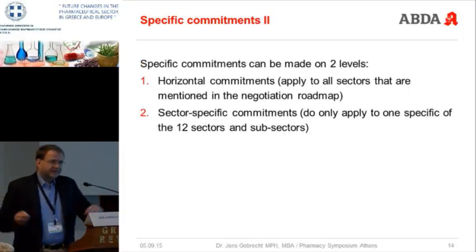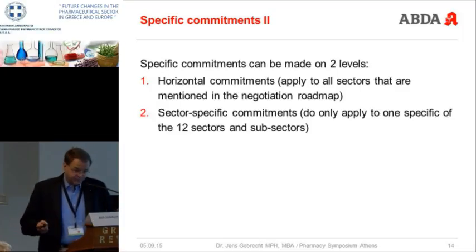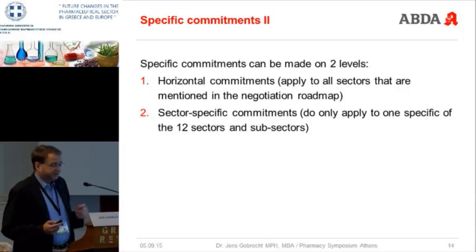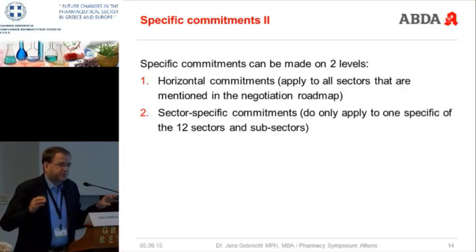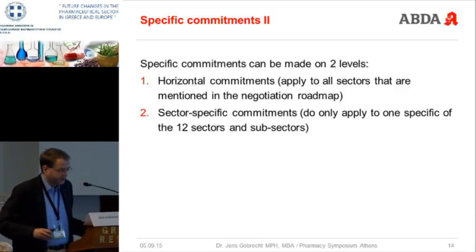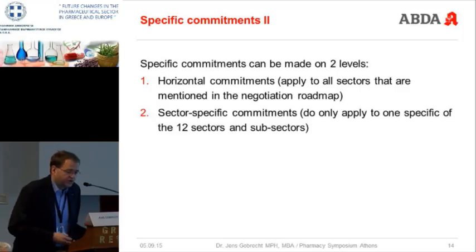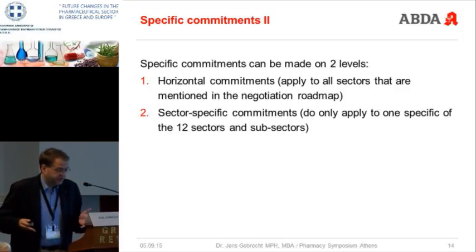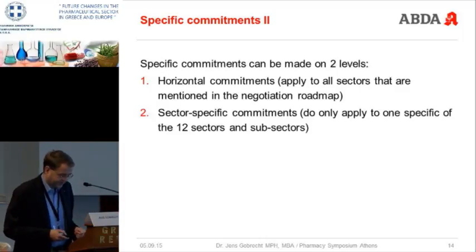And to make it a little bit more complicated, so that you don't fall asleep so easily, the specific commitments can be on two levels. You can have horizontal commitments, which apply to all sectors that are mentioned in the negotiation roadmap, or they can be made sector specific. So they do only apply to one specific of the 12 GATS services sectors or subsectors.